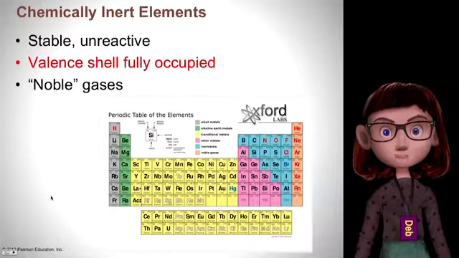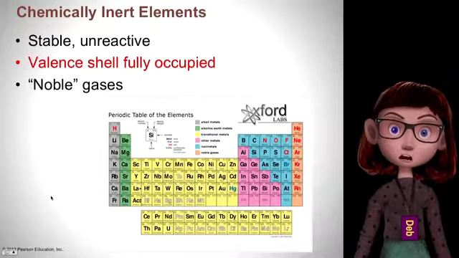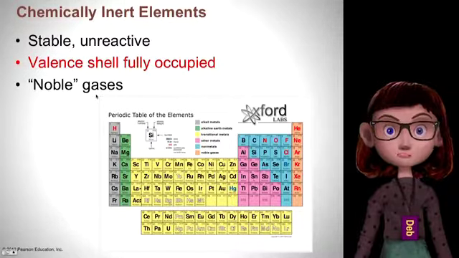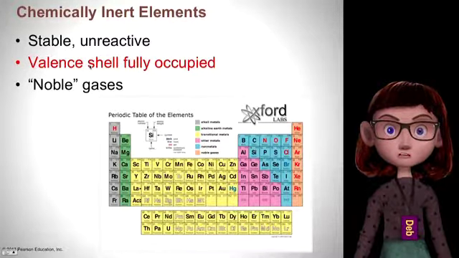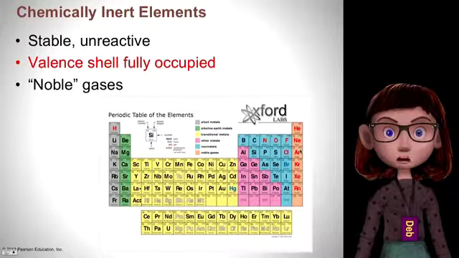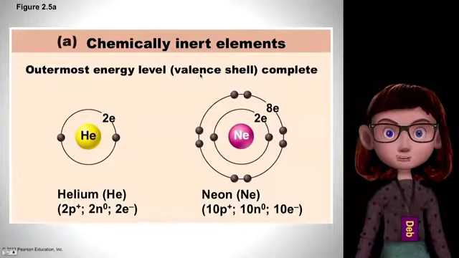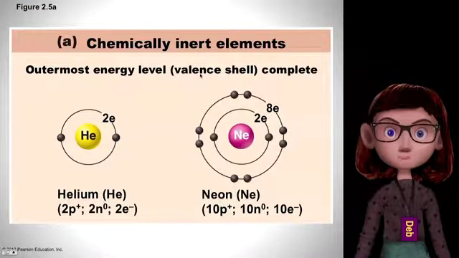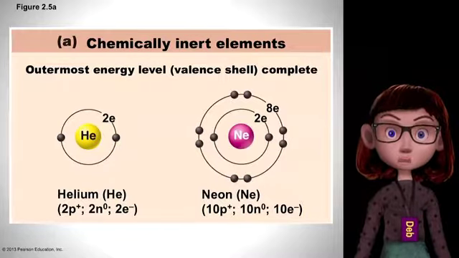Chemically inert elements. Now there are some elements that are very stable and unreactive and will not engage in chemical bonding because their valence shell, that outermost shell, is fully occupied. We call these the noble gases. You can see them over on the far right. And here are some examples of chemically inert elements. Remember, the outermost energy level, or the valence shell, will be complete. And so they're very happy.